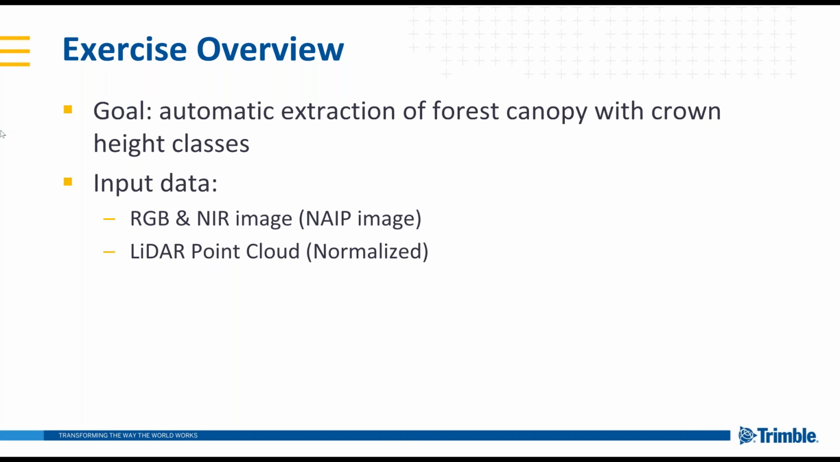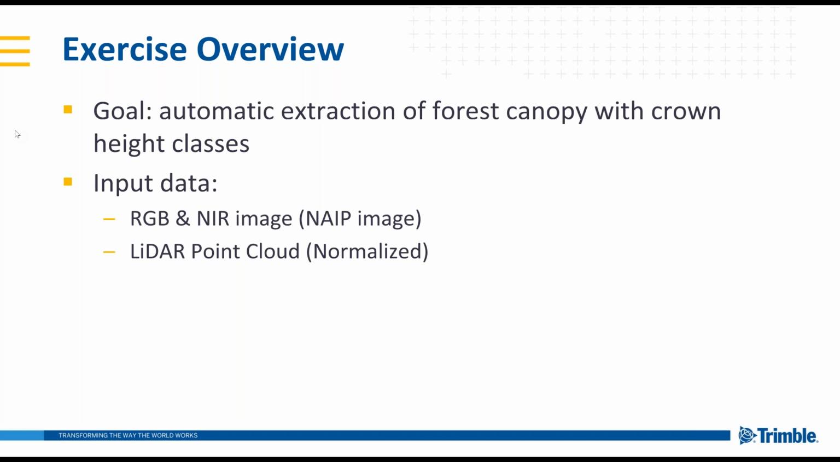The goal of today is that we're going to do an automatic extraction of forest canopies with crown height classes. So we're first going to extract forest, and then we're going to go into the forest class and discriminate between different forest heights. The data sets that we have are an aerial image, so RGB, and also a near infrared image. And additionally, we have a LiDAR point cloud data set, which we're going to also include in our analysis.